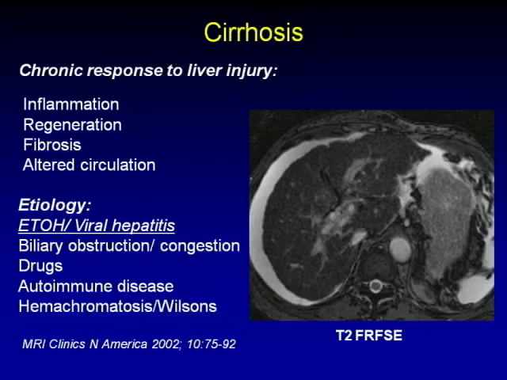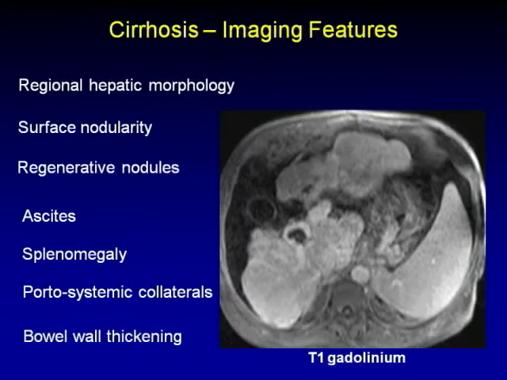Many etiological factors, but alcohol and viral hepatitis are the commonest in the US. We all know that cirrhosis can cause changes in the morphology of the liver, called surface nodularity of the liver. And the nodularity is attributed to the presence of these regenerative nodules. Other features that we all, I hope, are familiar with are ascites, splenomegaly, evidence of collaterals, and you can get bowel wall thickening.